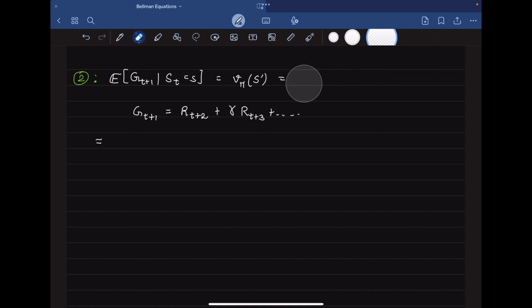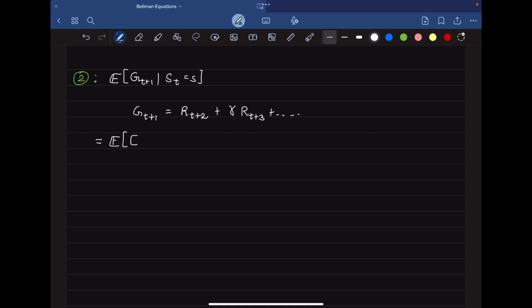And so now what we will do is that we will again use the law of total expectations, and then we would be saying that this is the expected value of the expected value of Gt+1 given that I was in the state St and I took some action At, that is conditioned by the fact that St is already equal to some small s.